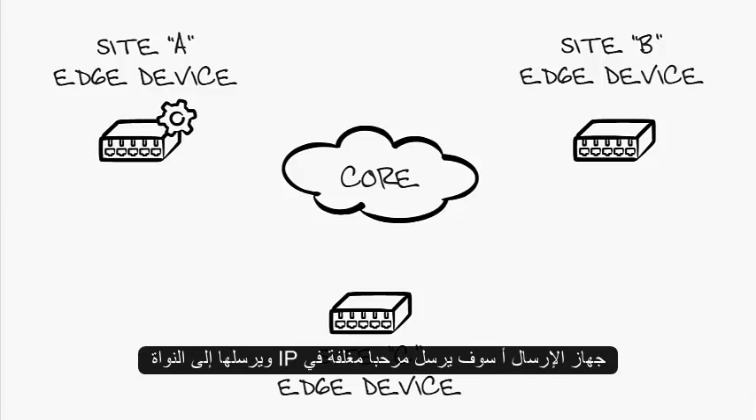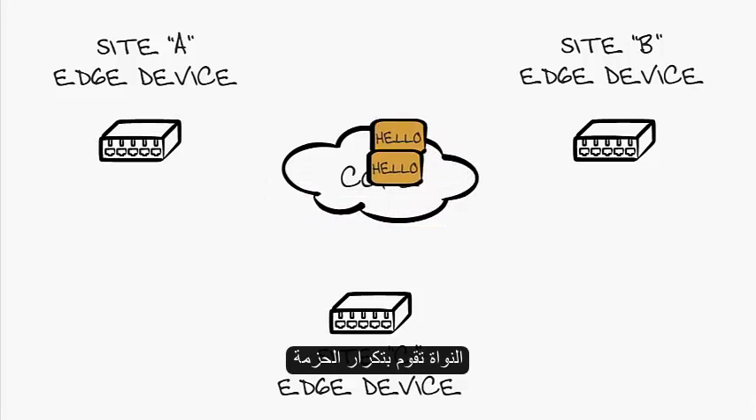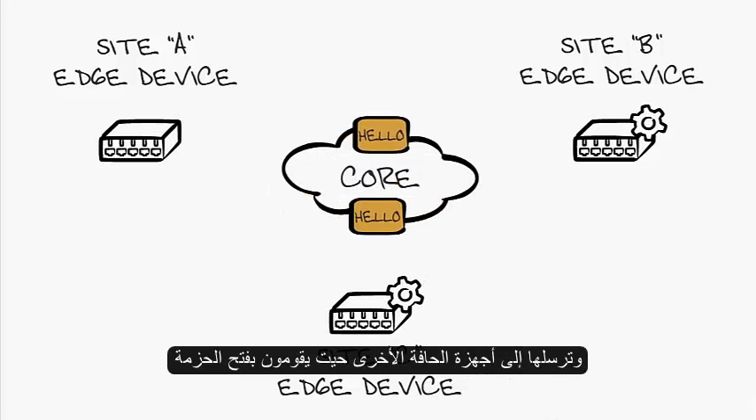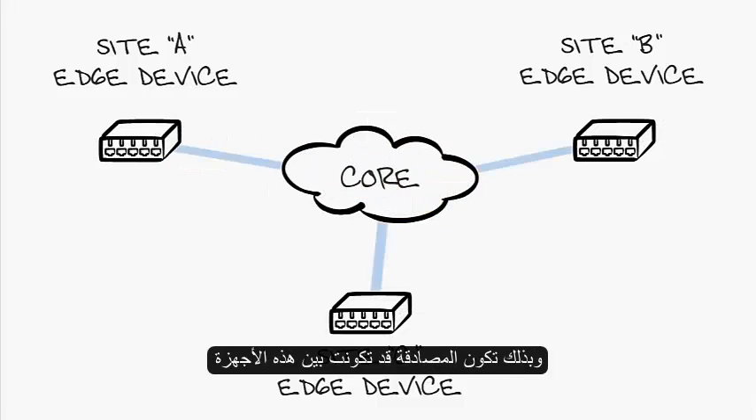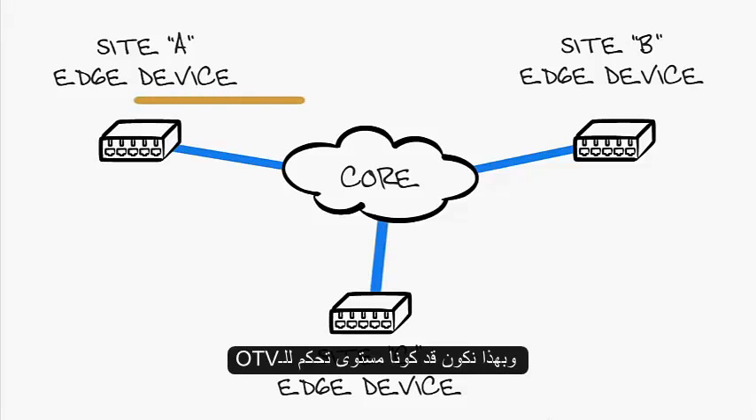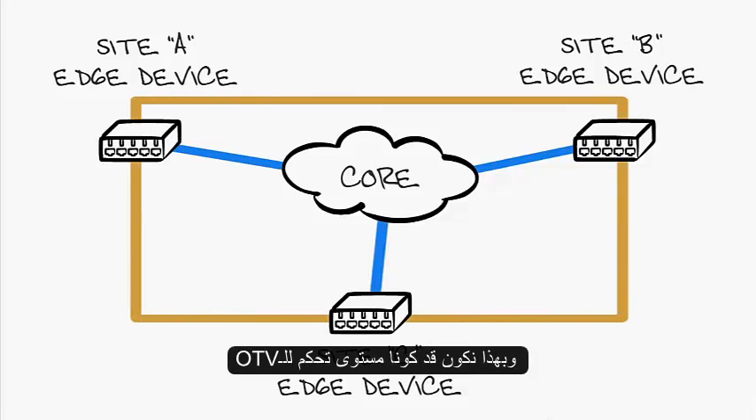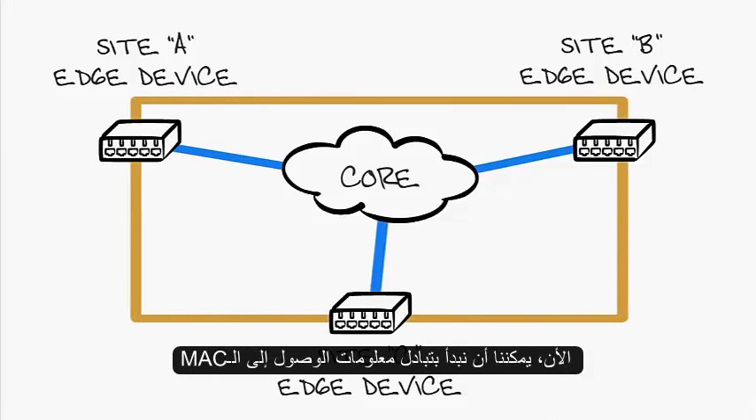Edge device A will send a hello, encapsulate it in IP, and send it on to the core. The core replicates the packets and forwards it to the other edge devices where they will unwrap it. Edge devices B and C encapsulate a hello response in IP back to edge device A. Adjacencies are now formed between edge devices, and we've created an OTV control plane. Now, we can start to exchange MAC reachability information.